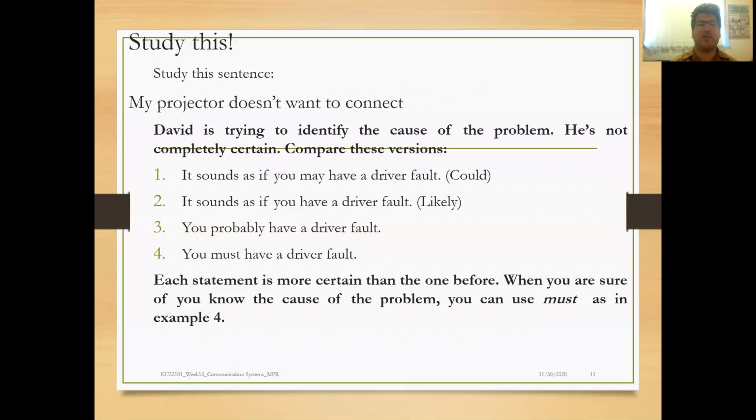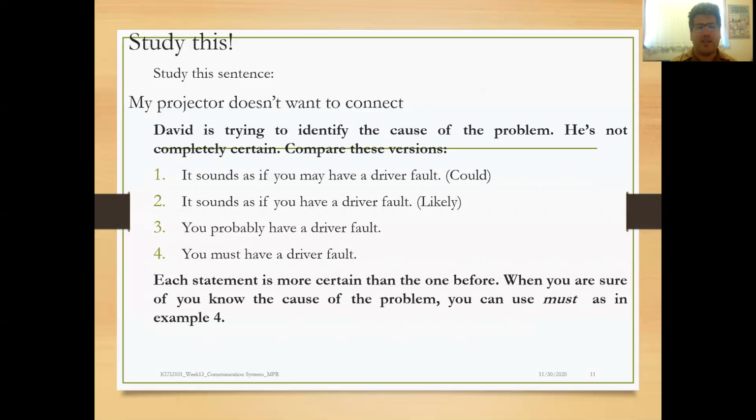Okay, so number one, it sounds as if you may have a driver fault. So may have it. If someone says sounds like you may have, they're saying it could be. Remember the expressions of probability that we looked at before. So that would be saying could.